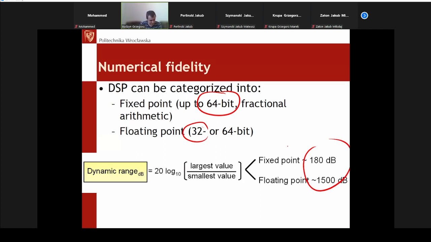The highest precision with standard numbers, with standard arithmetics, is double precision floating point. Then the fidelity is the greatest. Yet of course the price we pay in memory and in required processing is the highest.